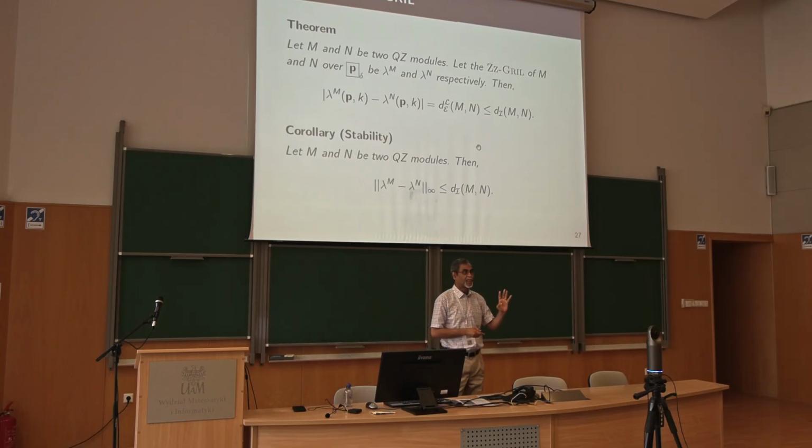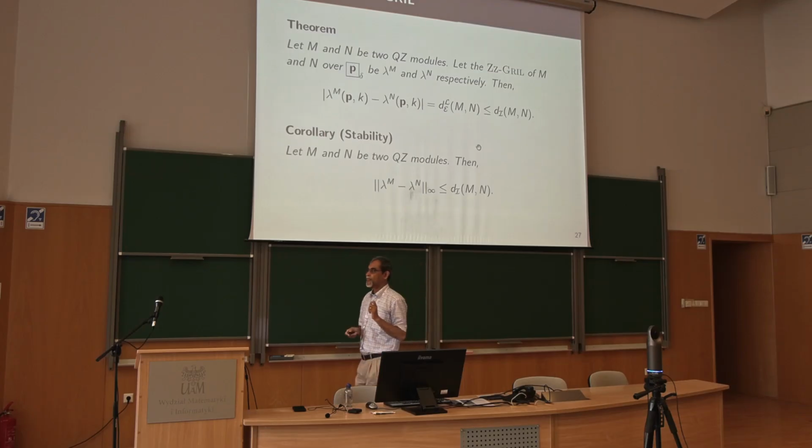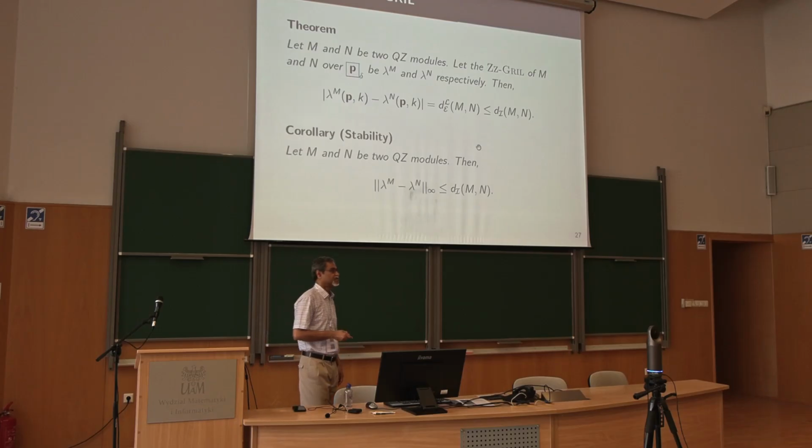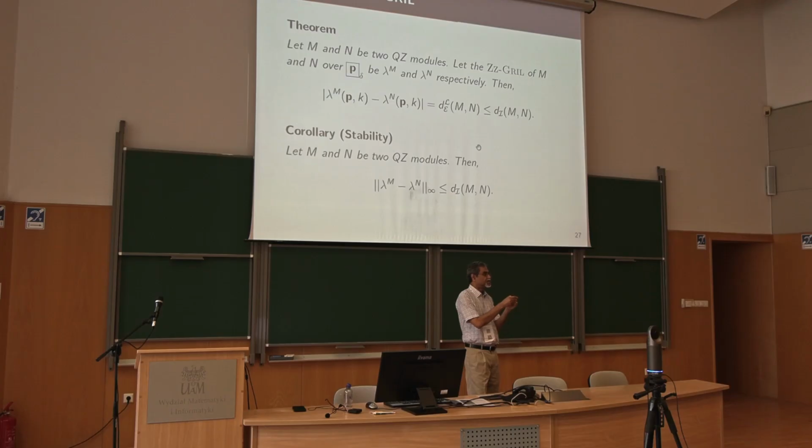Of course, you can ask how do you define interleaving distance between zigzag modules? Of course, you can use the technique of Botnan and Lesnick, I think 2012 or 13, I forget, maybe 2018, in a paper where they showed that you can lift a zigzag module to a 2-parameter module, and using the interleaving distance between the 2-parameter persistent modules, you can define an interleaving distance for the zigzag persistent module.